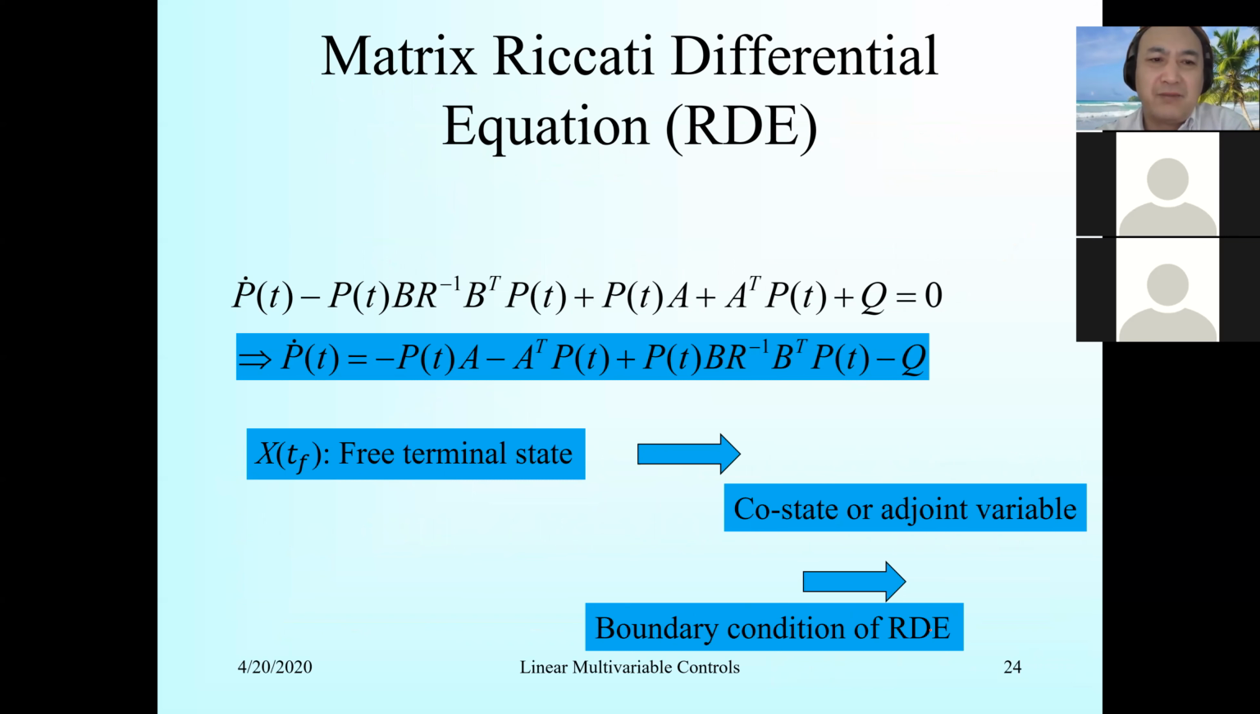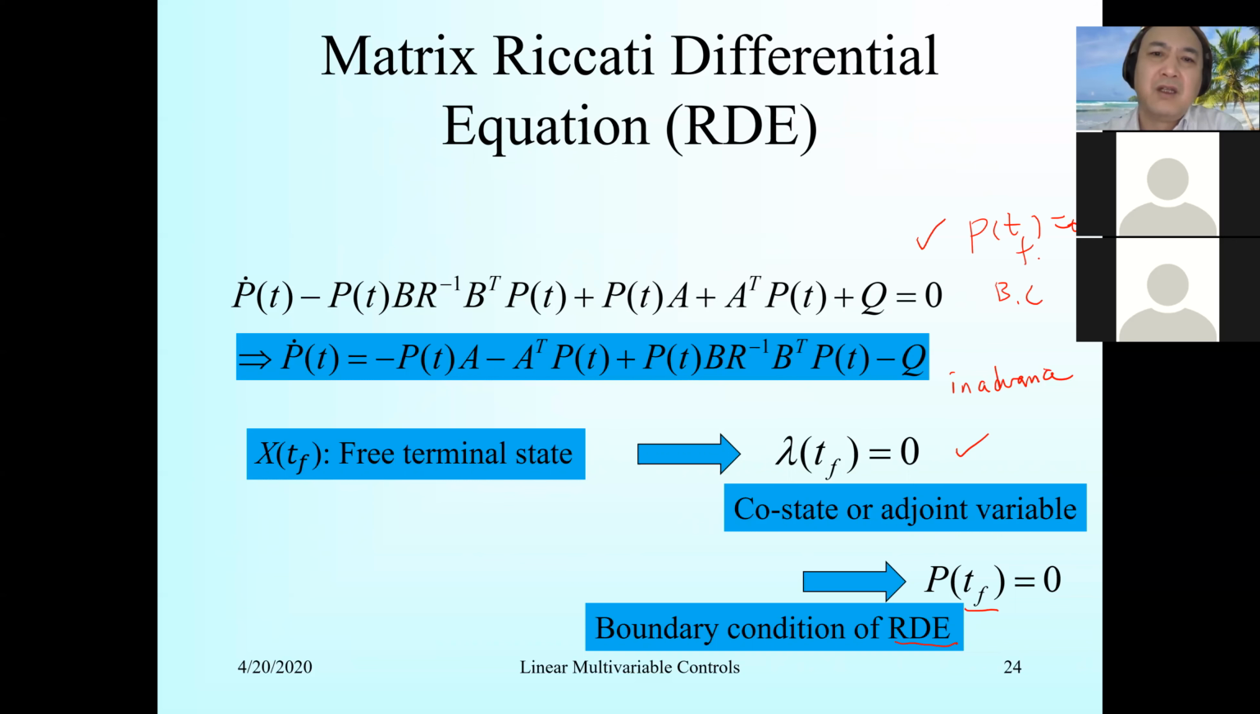This P(t) can be solved in advance. This is also the conclusion from calculus of variations. This is always true because you have a free terminal condition. In this case, because lambda(tf) is zero, this is also true at tf. So this is called the Riccati differential equation, and it has to satisfy P(tf) equals zero. That is the boundary condition. This is a matrix form of ordinary differential equation.